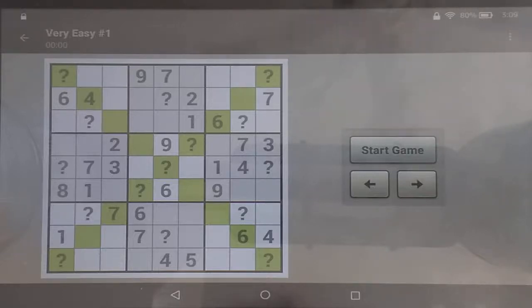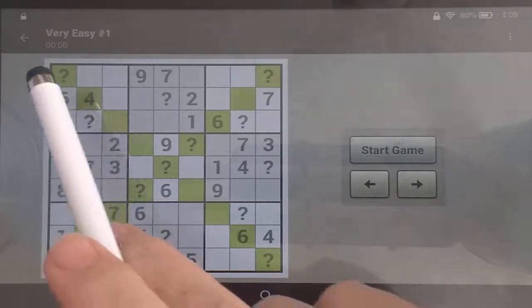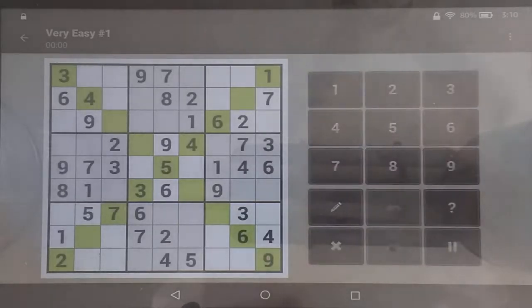So this is my introduction to X Sudoku. This is very easy, number one, and you'll see the green X on it. What that means is that there's an extra rule. So it basically has the same rules in general.